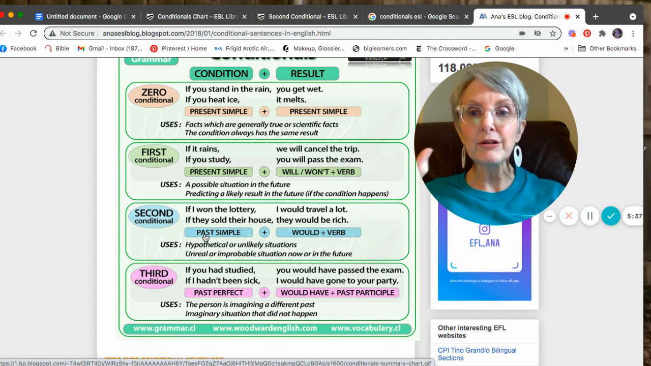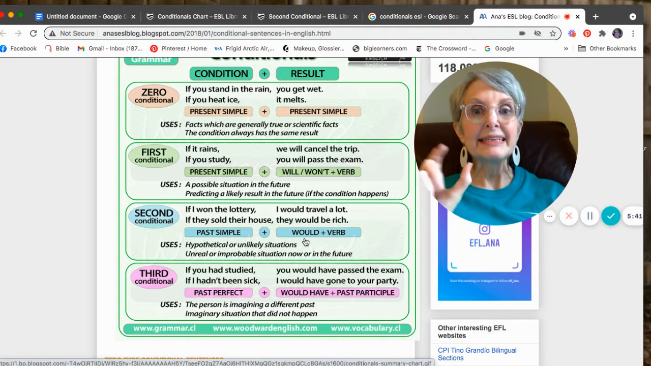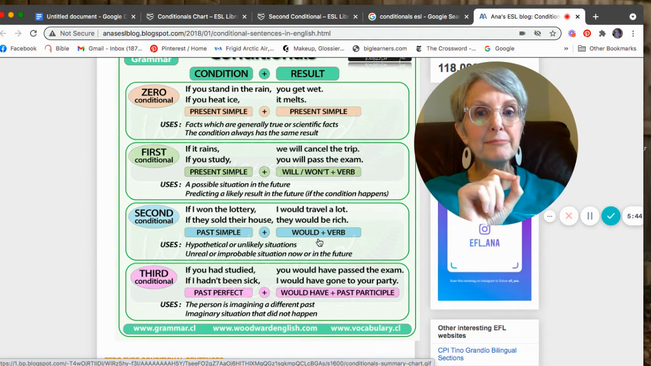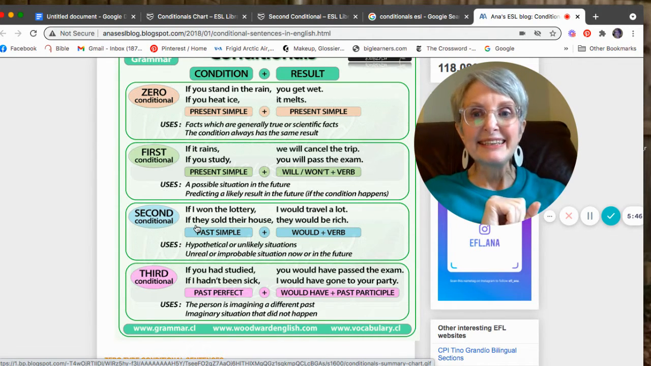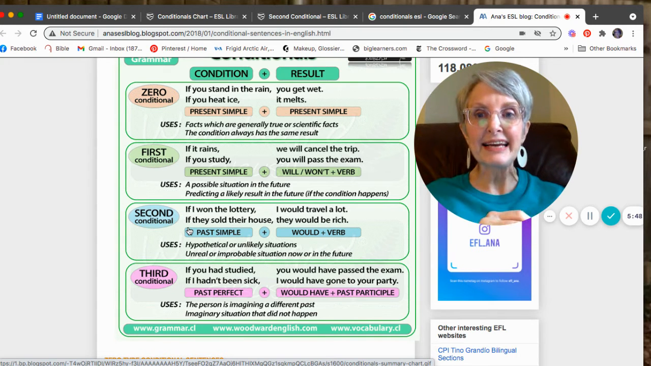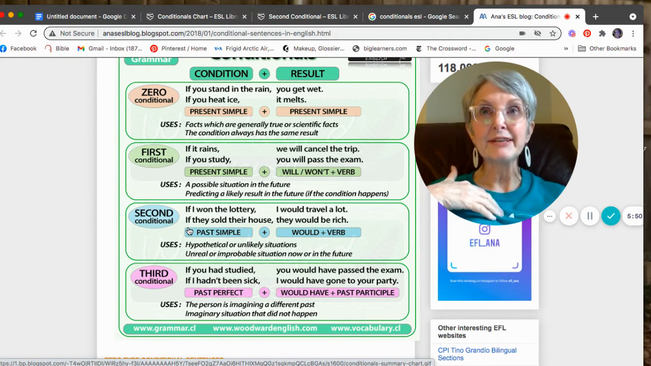So the one clause is in the past simple form. The other one uses would plus a verb. Here's a second example that they gave. They use the word they in the subject.